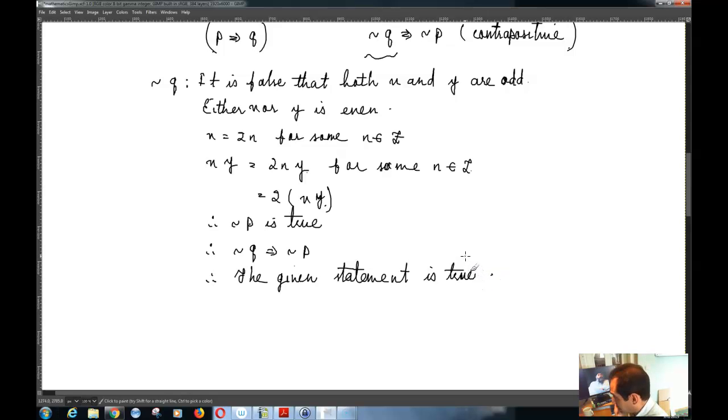Now what happens when we combine an implication and its converse? Let's see what that is.